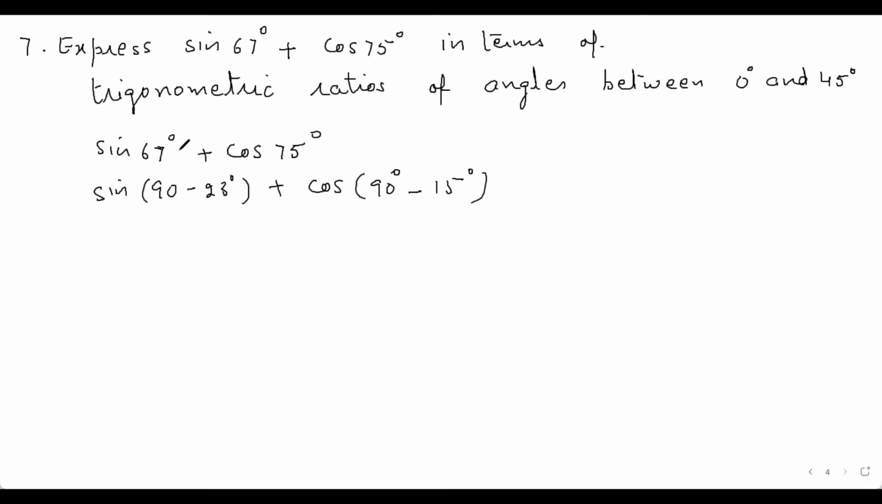So instead of 67 degree, we can write 90 degree minus 23 degree, because this is equal to 67 degree. Similarly, 75 degree, I can write 90 degree minus 15 degree, because if I subtract 15 from 90, I get 75. So I haven't written 75. Instead of that, I have written 90 degree minus 15 degree. So this is equal to cos 23 degree, because sine 90 minus theta is cos theta. And this is sine 15 degree.